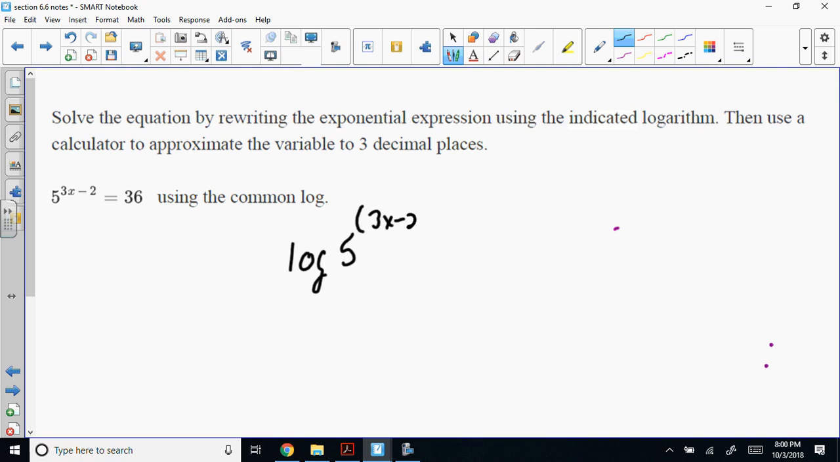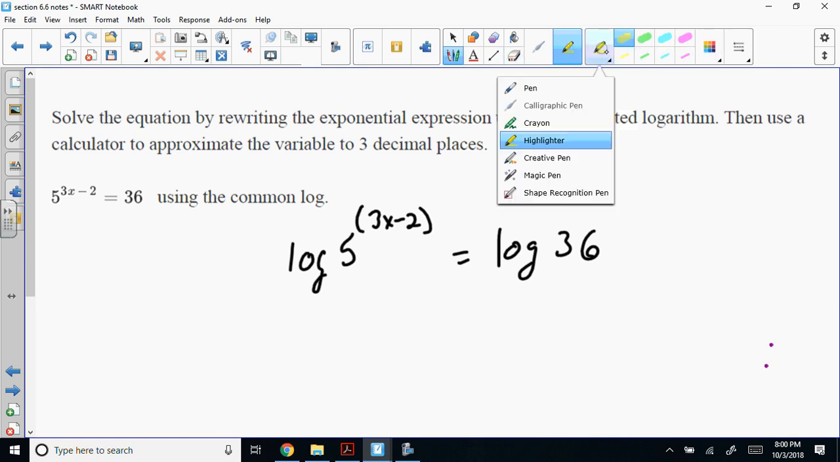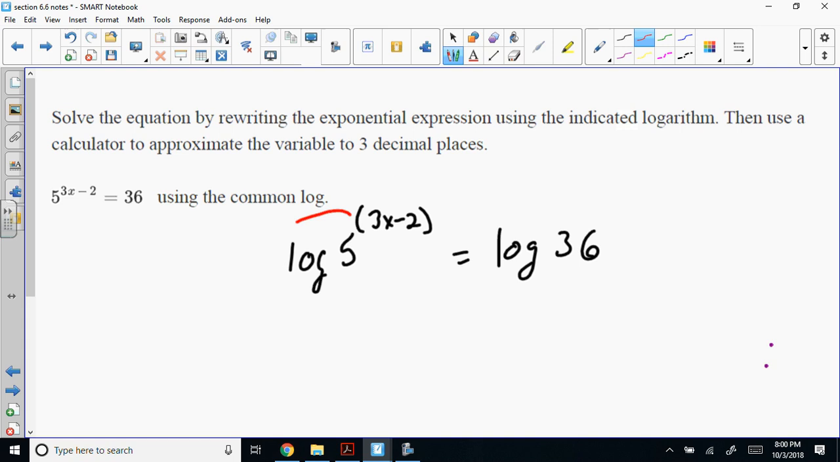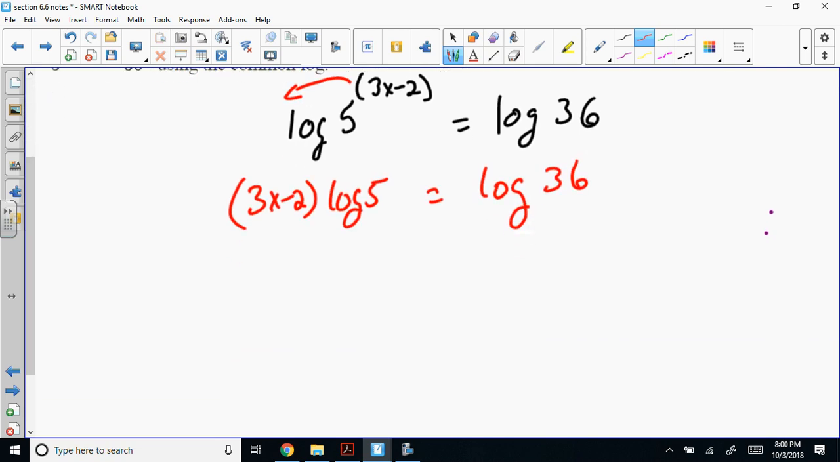Now, any questions about what I just did? Okay, now what about this? What if I took this out to the front, and that would be 3x minus 2 times log of 5 equals log of, guess what? 36, right? All right, anybody know what I'm about to do? Well, I could. You're right. There are 2 paths here that I could take.